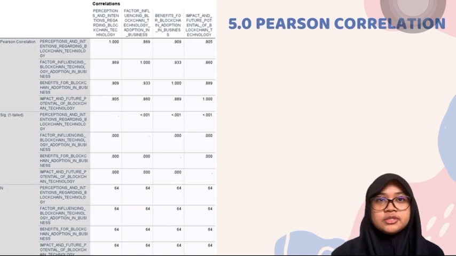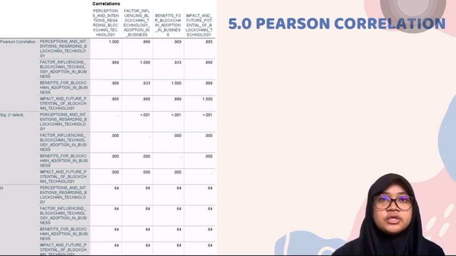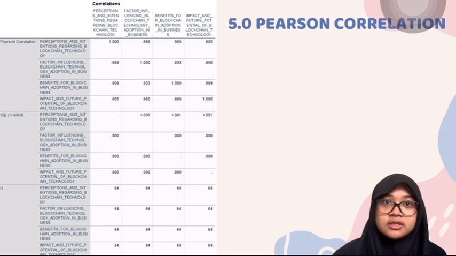The next one is the Pearson correlation. The table shows Pearson correlation coefficients and significance values for the variables. We have four variables: perceptions, factors, benefits, and impact, and the coefficients range from 0.805 to 0.869, indicating moderate to strong positive correlation. All significance levels are below 0.001, suggesting the correlations are statistically significant and not due to chance. With a sample size of 64, the findings are reliable and the positive correlations support the validity of the relationship between the variables.